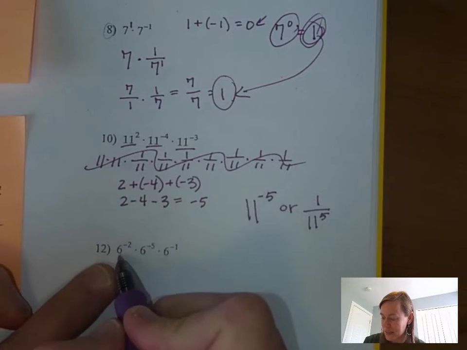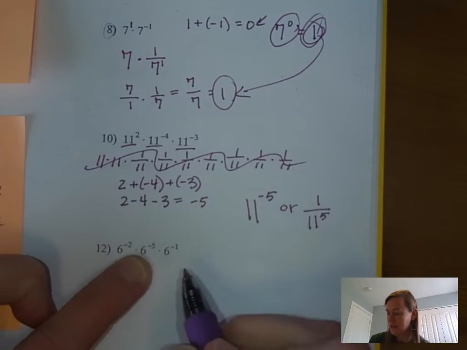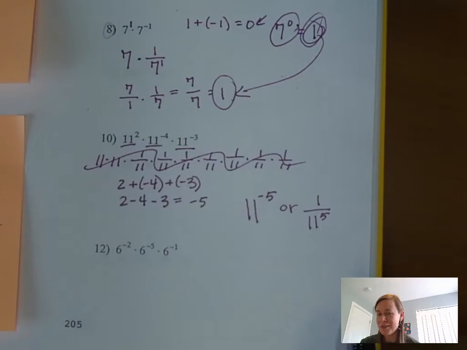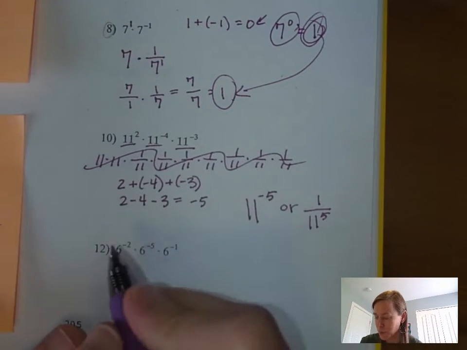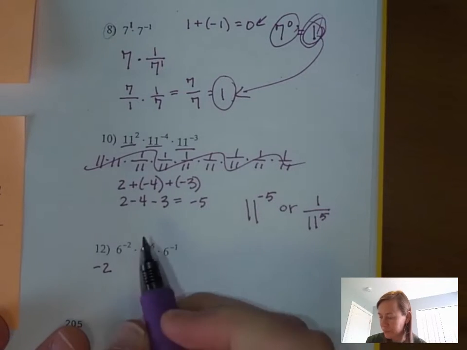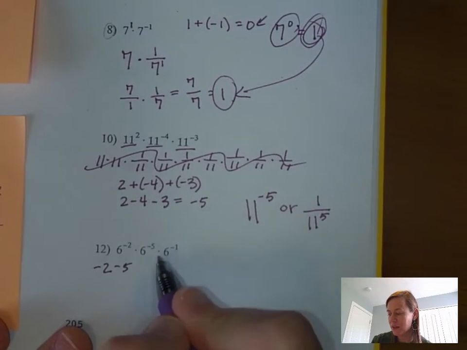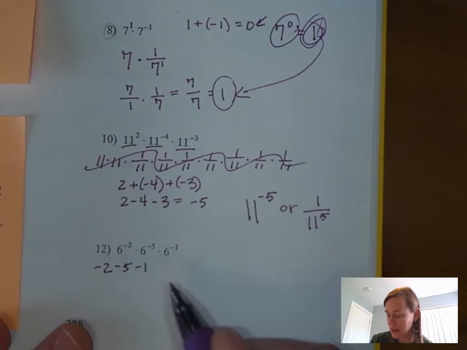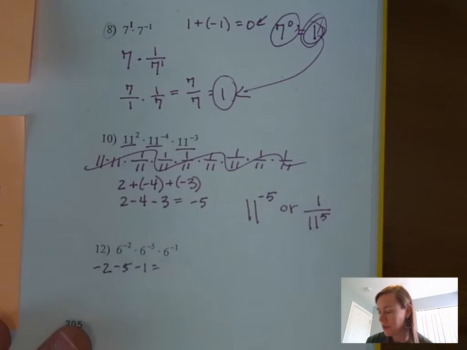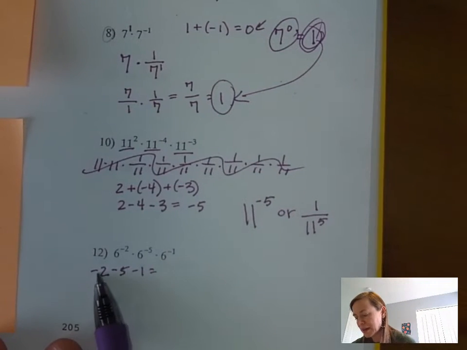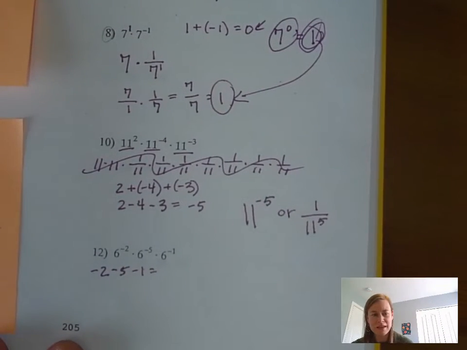Okay, so 6 to the negative 2 times 6 to the negative 5 times 6 to the negative 1. So you could write it all out, or you could just add the exponents. So you have negative 2 plus a negative 5 is the same thing as minus 5. I'm just going to write it that way. Plus a negative 1 is the same thing as minus 1. And now let's do the math on that. Now they're all the same signs, so I'm going to add them all up and then keep the negative sign.